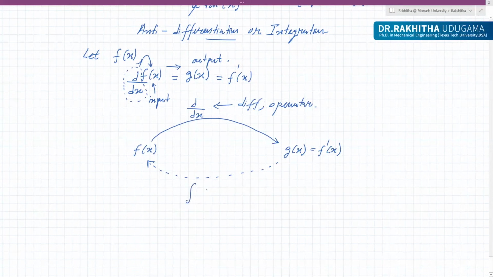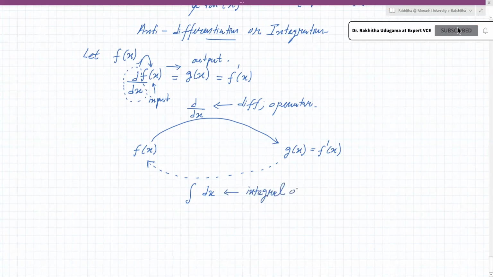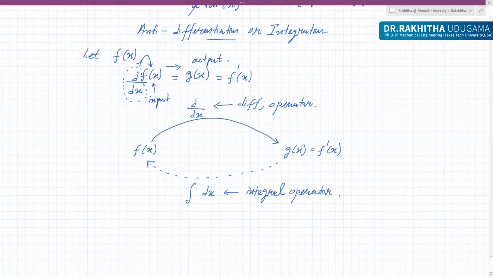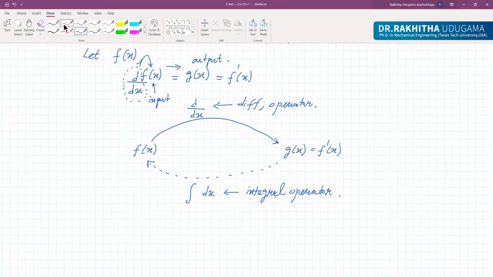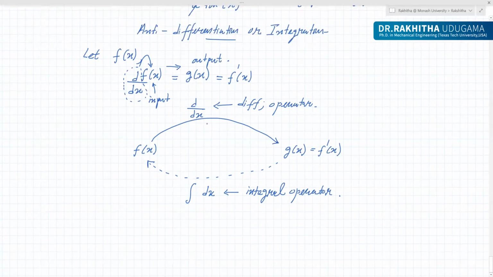operator. So how do you write that? This hook thing with dx. So this is called the integral operator. So now how do you write this?